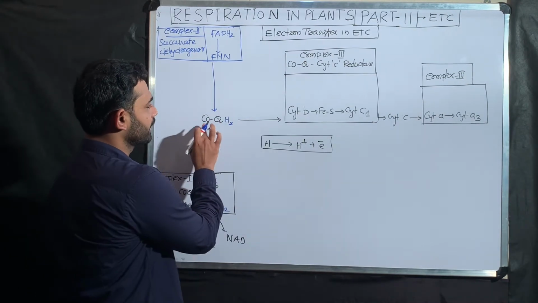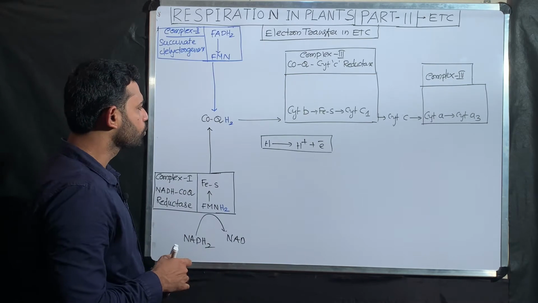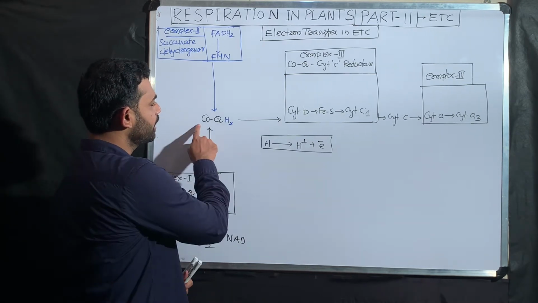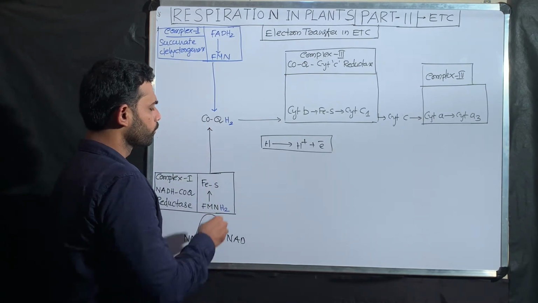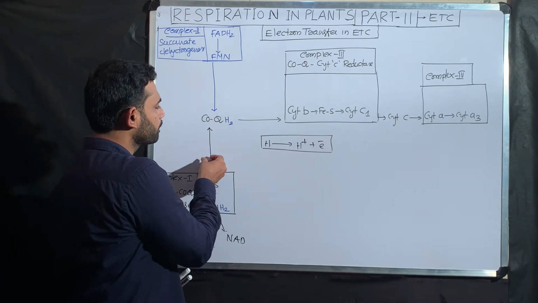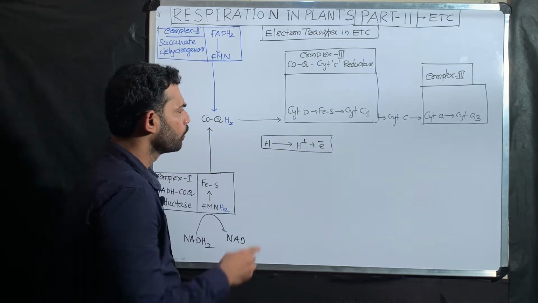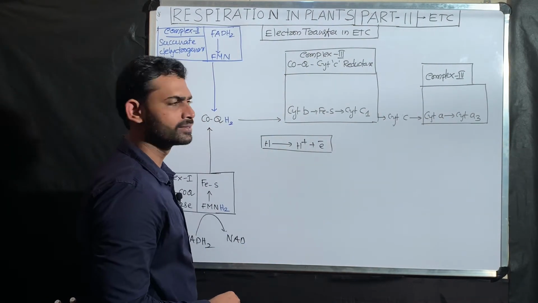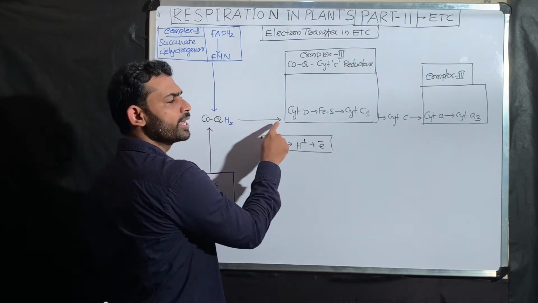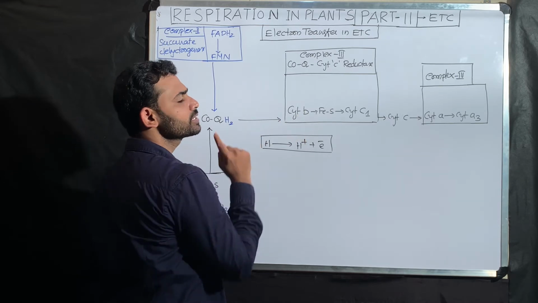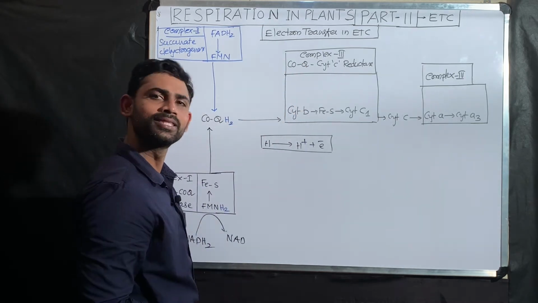Then this CoQH2, the reduced ubiquinone, migrates from complex 1 to complex 3. Once CoQ reaches complex 3, CoQH2 donates the 2 electrons to cytochrome b of complex 3.